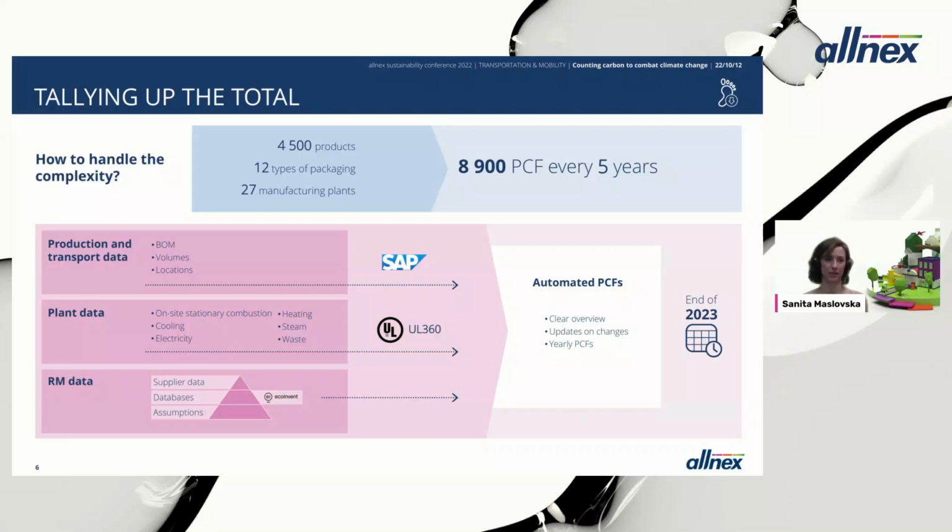And what that will allow us to do is to have an overview of our portfolio so we can know exactly where we could do improvements. And when we do make those improvements, we could notify you. In fact, we could notify you every year because we could make yearly product carbon footprints.